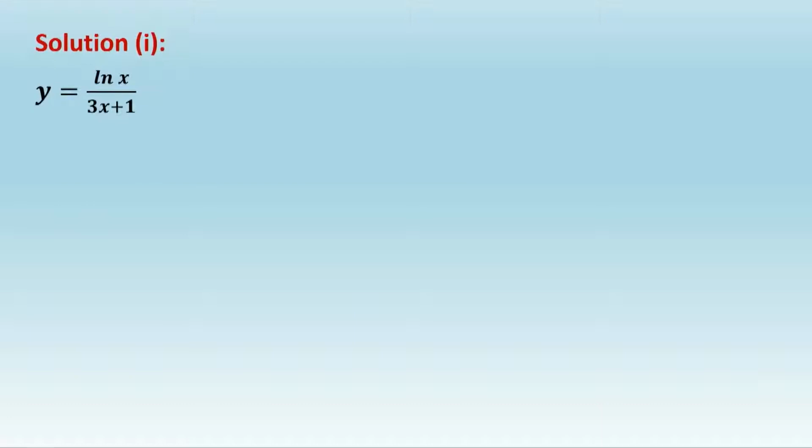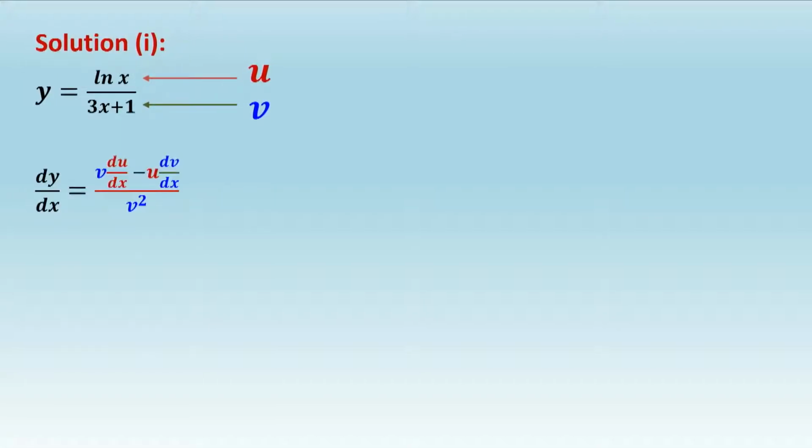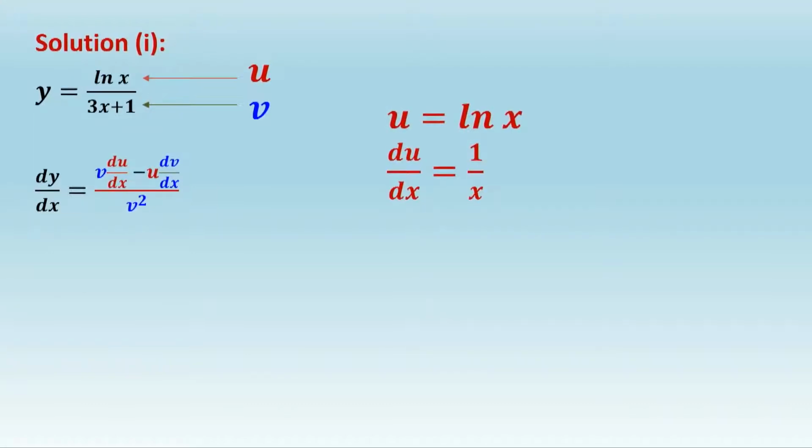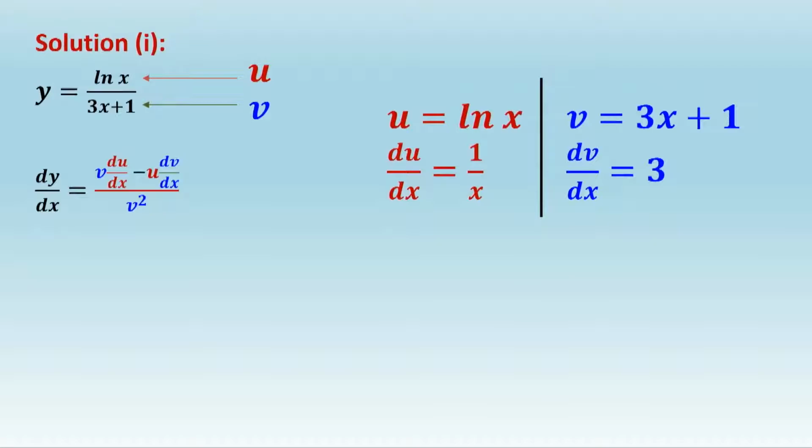First, we label ln x to be u, 3x plus 1 to be v. We write down our quotient rule. dy by dx is equal to v du by dx minus u dv by dx over v squared. If u is equal to ln x, du by dx is equal to 1 over x. If v is equal to 3x plus 1, dv by dx is equal to 3.